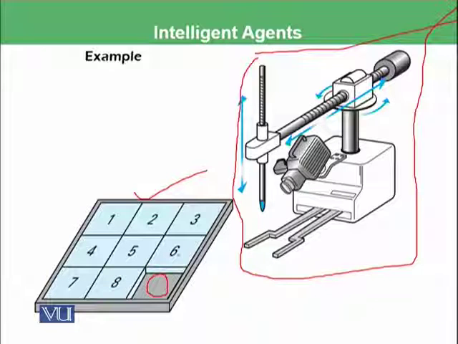So maybe I can move this 6 downward, this 5 here, this 4 here, this one over here, and so on. So I can disturb the order. Then this agent will try to make it in the perfect order. How it will do that, we will be discussing in some of the next modules.